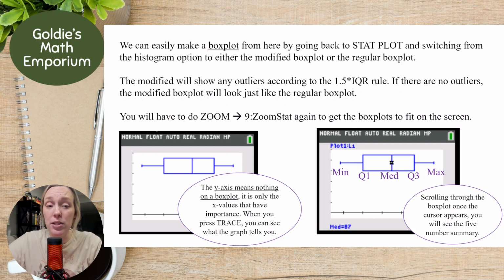Now here's some notes. The y-axis means nothing on a box plot. Remember that it's only the x-axis that gets graphed with a box plot. Never draw a y-axis with a box plot, okay? And then scrolling through the box plot, you'll see the 5-number summary. You will not see individual data values or anything like that, just the 5-number summary. Okay?